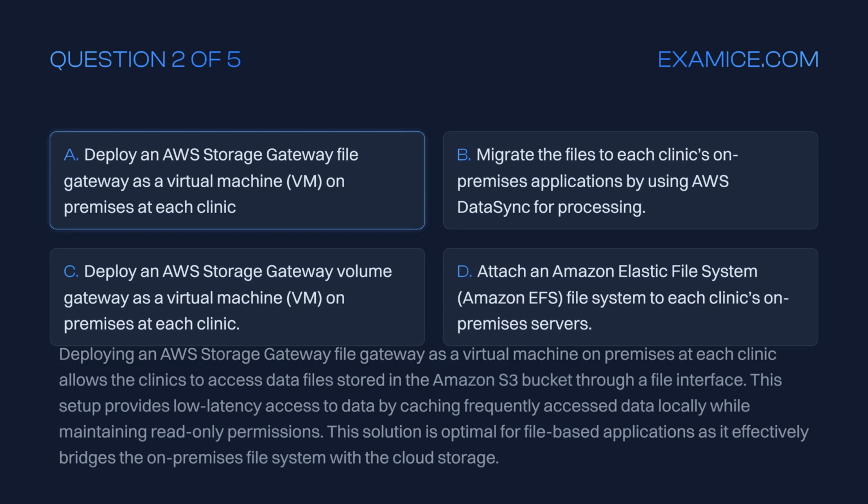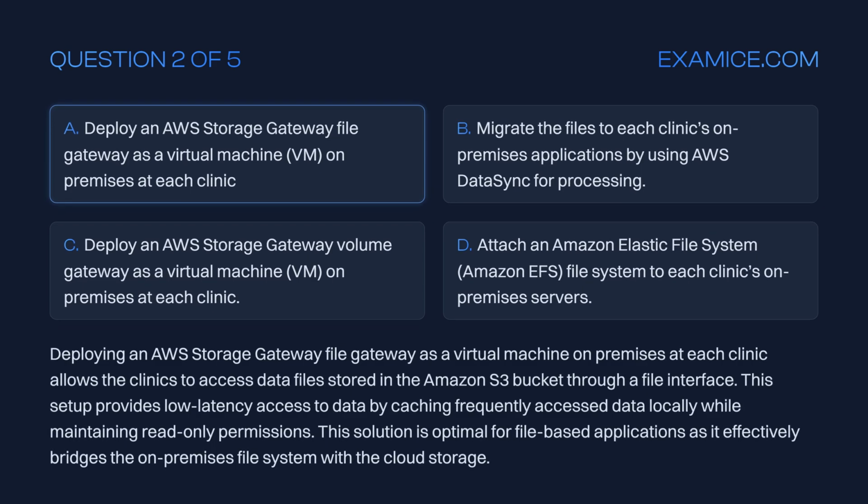The answer is option A. Deploying an AWS Storage Gateway File Gateway as a virtual machine on premises at each clinic allows the clinics to access data files stored in the Amazon S3 bucket through a file interface. This setup provides low-latency access to data by caching frequently accessed data locally while maintaining read-only permissions. This solution is optimal for file-based applications as it effectively bridges the on-premises file system with the cloud storage.